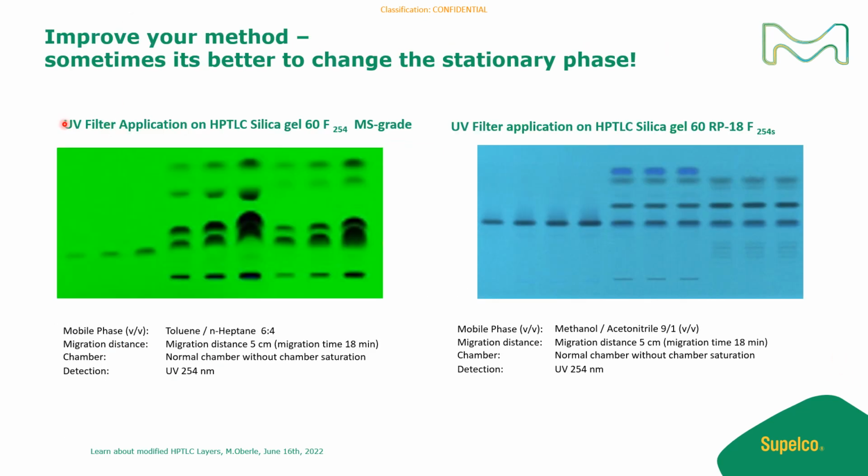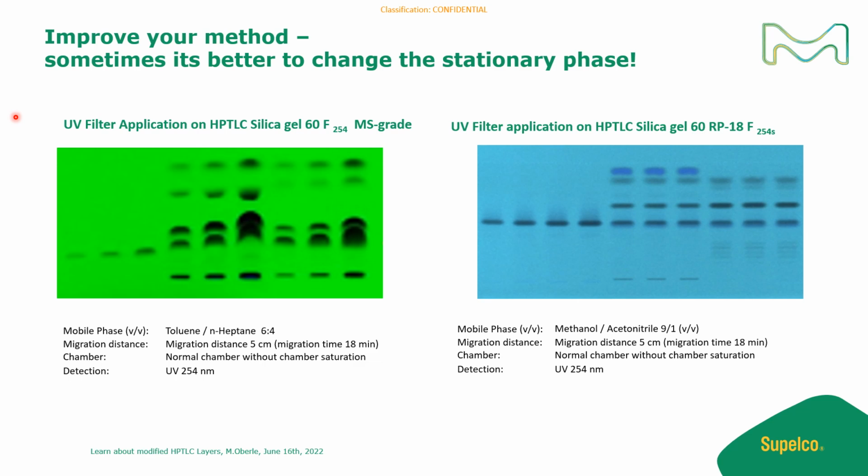As you can see in this example, sometimes it's better to switch the stationary phase. So here we have the same application: UV filters are separated out of a cream matrix, on the left side on a normal phase silica layer, and on the right side we switch with the same sample to a reversed phase, RP18 phase, and the separation is much better, and the bands are sharper.